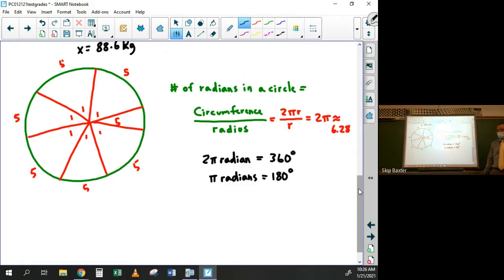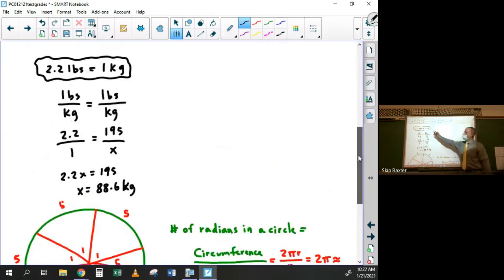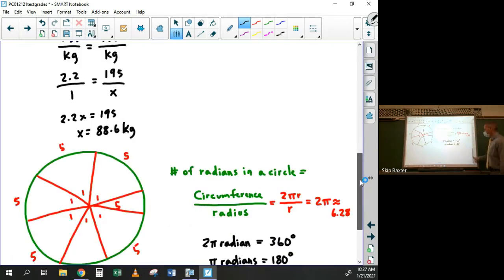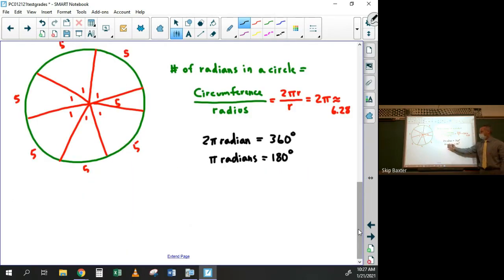Now, I'm not saying pi equals 180. Don't get confused by that. Pi is still pi, 3.14. That would be like up here, you thinking that I'm really saying 2.2 equals 1. I'm not saying 2.2 equals 1. Those two numbers are definitely different numbers. But 2.2 pounds is equal to 1 kilogram. That's true. Same thing here. Pi does not equal 180. Pi radians equals 180 degrees.